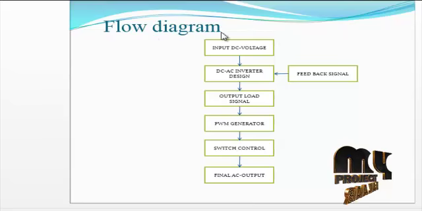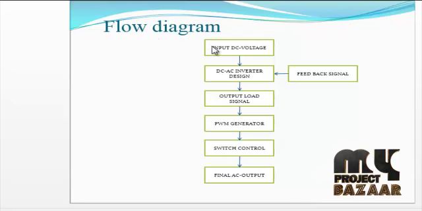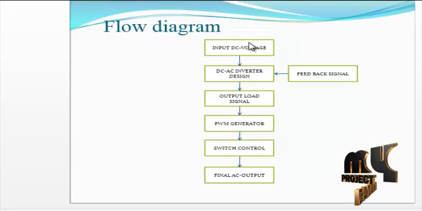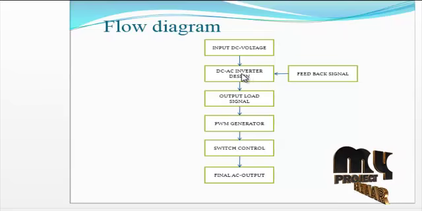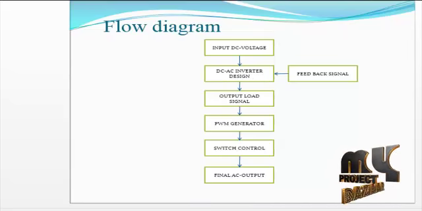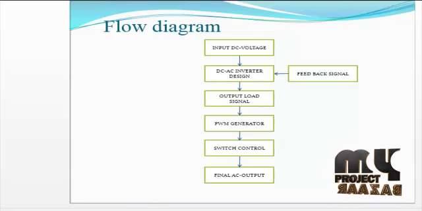This is our product flow diagram. Our input is DC voltage. This DC voltage is converted to AC, so we can use the inverter design. The inverter is a DC to AC converter. It changes the direct current into sine wave AC current.